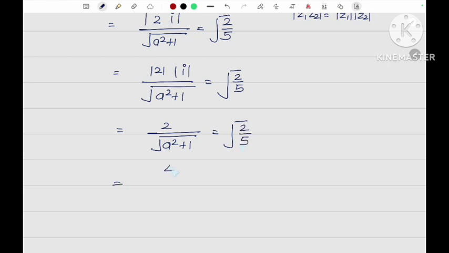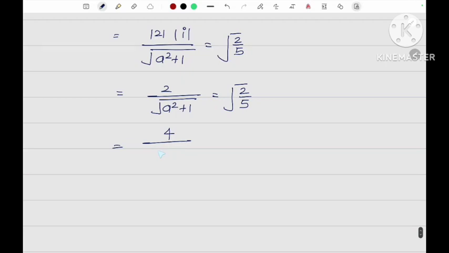Now we will square both sides. 4 divided by a square plus 1 is equal to 2 by 5. This will become 2, 2 will cancel here. So this will become a square plus 1 is equal to 10. This means a square is equal to 9. This means a is equal to plus minus 3.